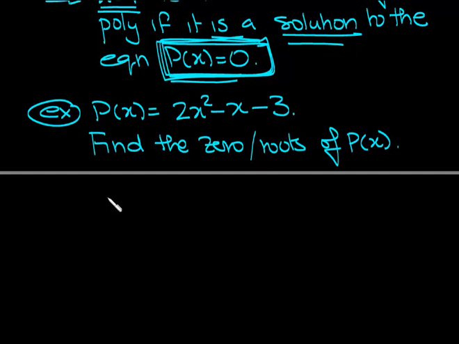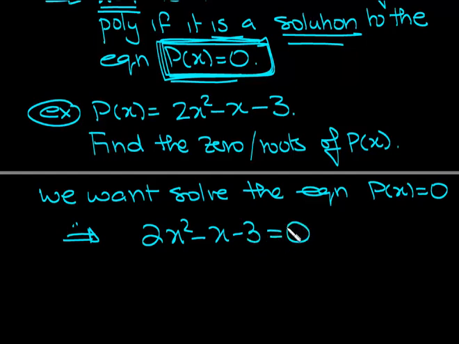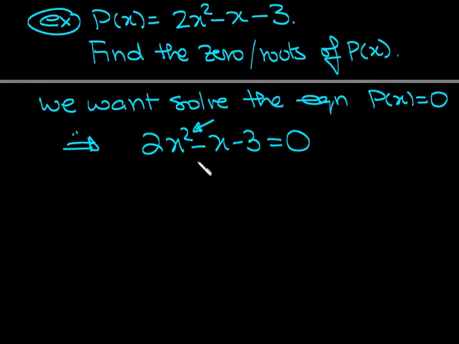This implies we want to solve the equation p of x is equal to 0. This implies that 2x squared minus x minus 3 is equal to 0. This is a quadratic equation with 0 on one side. We can use the quadratic formula, completing the square, or we can even factor using the AC method. So you can factor on the side using the AC method.